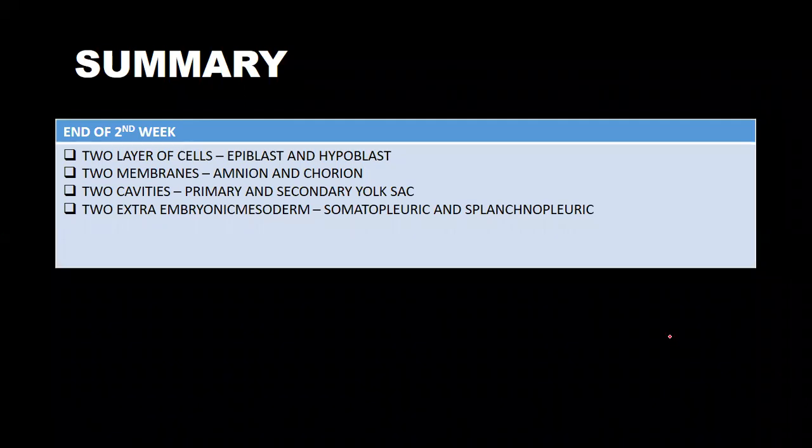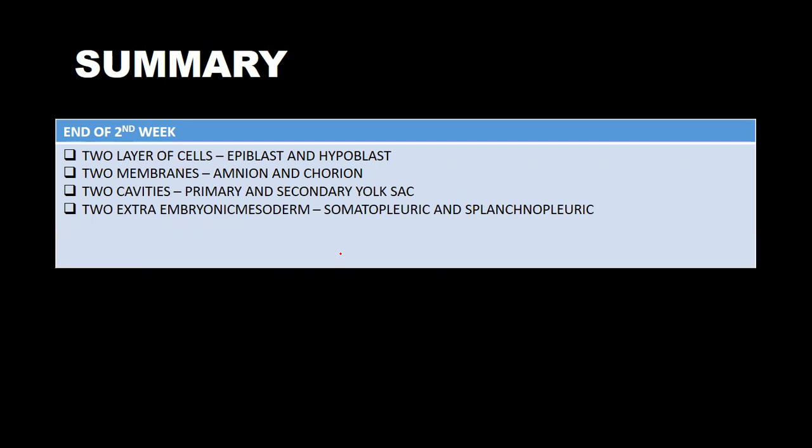Coming to the summary of this topic, there are two layers of cells, the epiblast and hypoblast. We have two membranes, which we call the amnion and the chorion. We have two yolk sacs, the primary yolk sac and the secondary yolk sac. We also have two cavities, the amniotic cavity and the chorionic cavity. Then we have the extraembryonic mesoderm, that is somatopleuric and splanchnopleuric. So these are the things which we need to learn by heart.